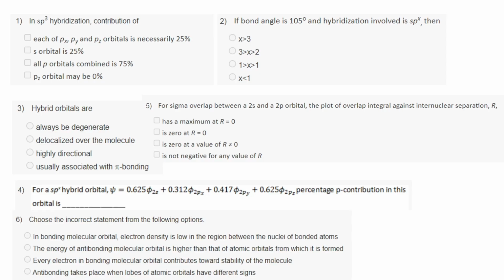So let's start. This is the week 10 assignment problems. Did you solve it? I think the solution is already there. These are based on hybridization and some other problems.